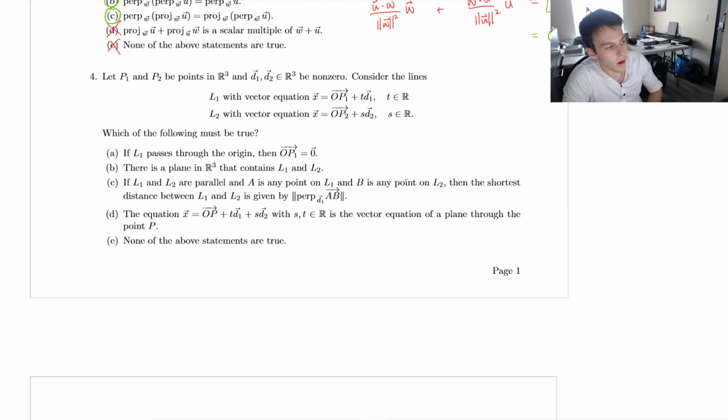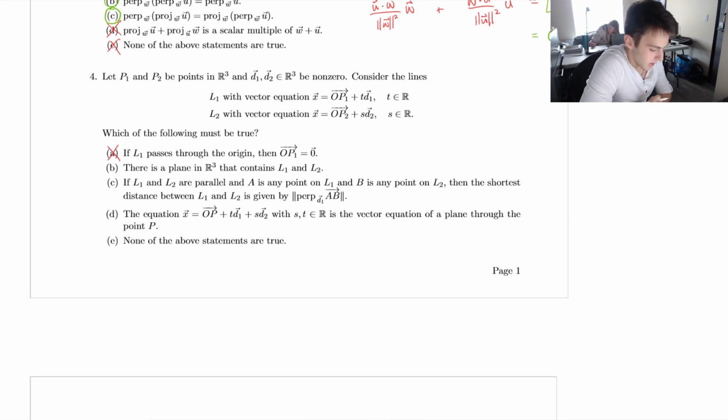So if we had another vector that described the origin to P1, then that doesn't say that L1 doesn't pass through the origin. We're just anchoring our vector equation at a different point. So there could be some parameter t that we add to that vector OP1 that would be equal to the 0 vector. So in that case it would still pass through the origin, and OP1 would not be equal to the 0 vector. So the first one is false.